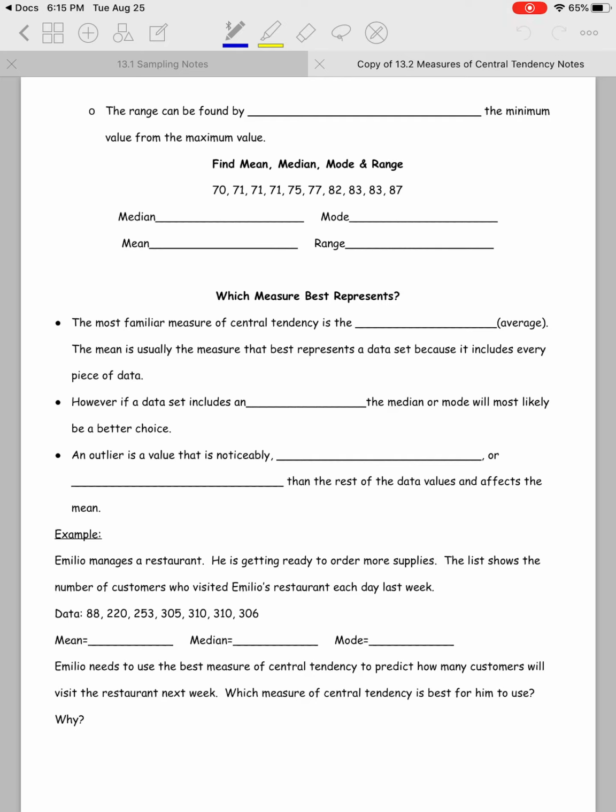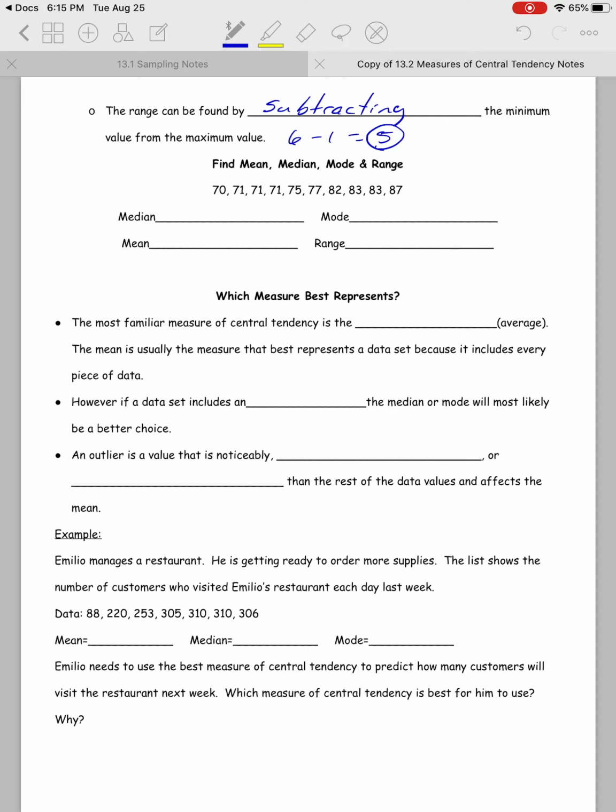The range can be found by subtracting the minimum value from the maximum value. That's where we went 6 minus 1, and that equals 5. Your range would be the 5.